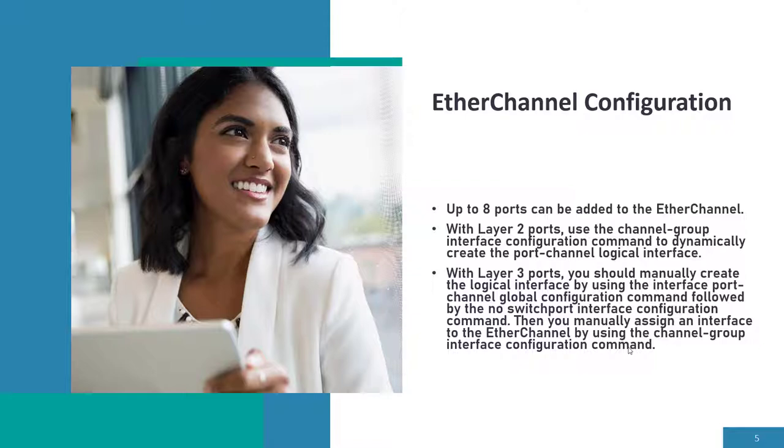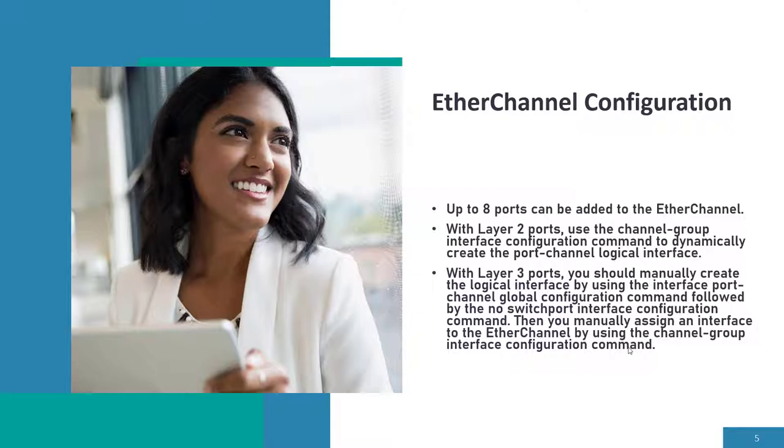With layer 3 ports, you should manually create the logical interface by using the interface port channel global configuration command first, then followed by the no switchport interface configuration command. Then you can manually assign an interface to an ether channel by using the channel group interface configuration command. So layer 3 ports use IP addresses, and they can route traffic based on the IP address and the network that that IP address resides in.